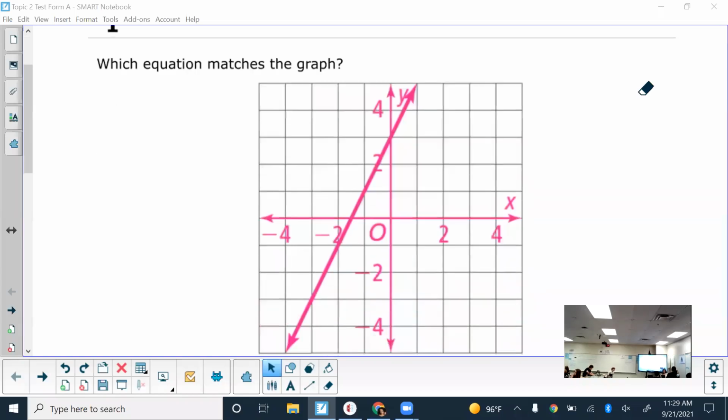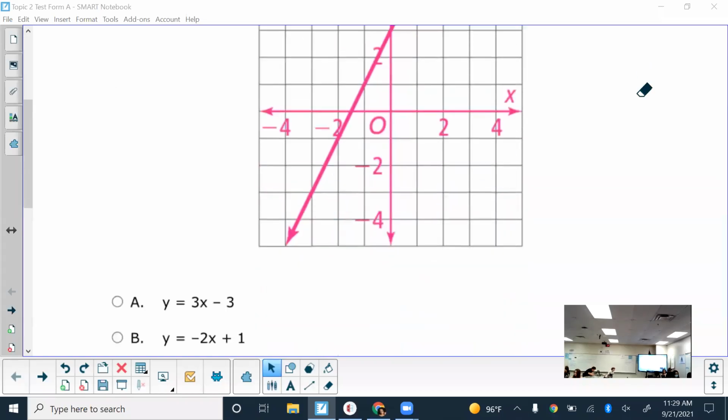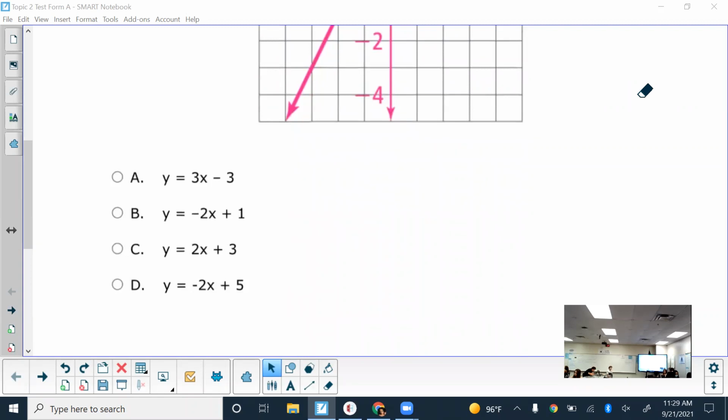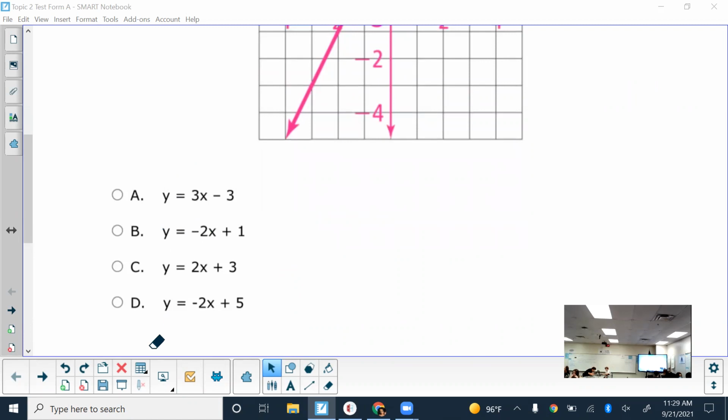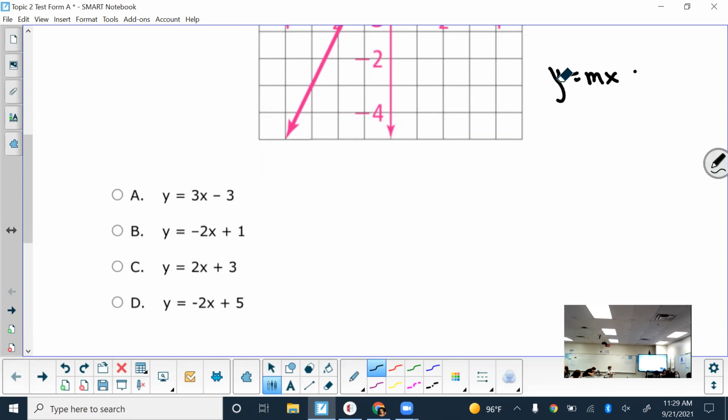All right, the first request was for number 1, which equation matches the graph. So look at all my answer options. What form are they all in? What form is that? Slope-intercept form. What 2 things do I need to identify to be able to write something in that form? Your slope and your b. What does the b represent?